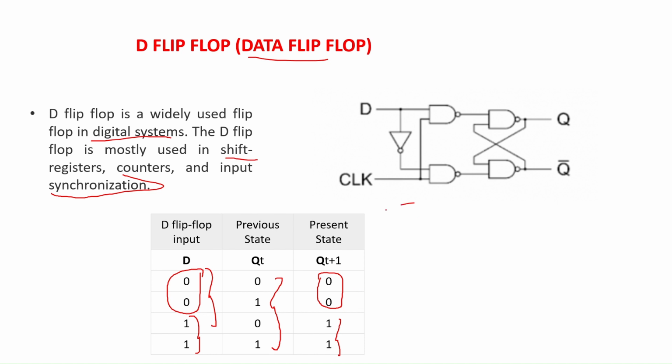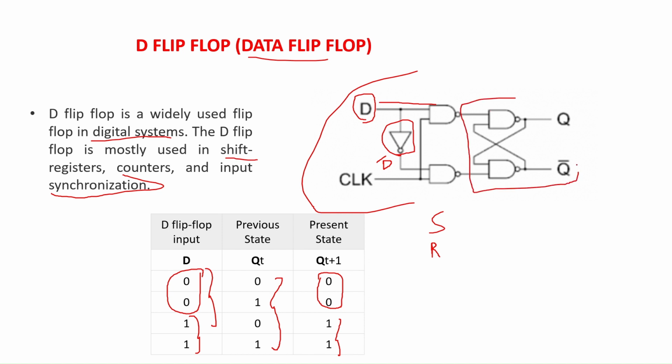This circuit is similar to the SR flip-flop. In the SR flip-flop, we have two inputs, S and R, so we applied S to one NAND gate and R to another NAND gate. But in the case of the D flip-flop, we have only one input, that is D. So we apply D as an input to the first NAND gate and D bar as an input to the second NAND gate. To obtain D bar, we connect an inverter here. The second stage is similar to the SR flip-flop. There is no change in the second stage.